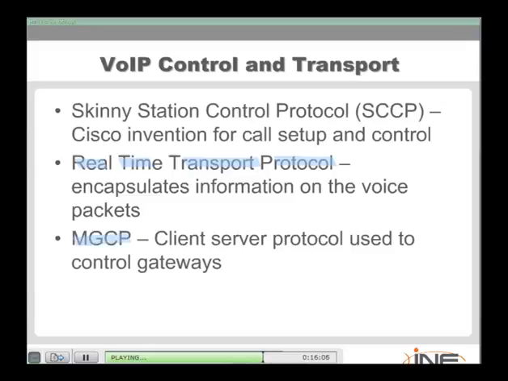There's also the MGCP protocol. This is a client-server protocol, and it's used to control gateways. Voice gateways, voice over IP gateways, are devices that can control who and when and how much resources individuals can have on the voice network.